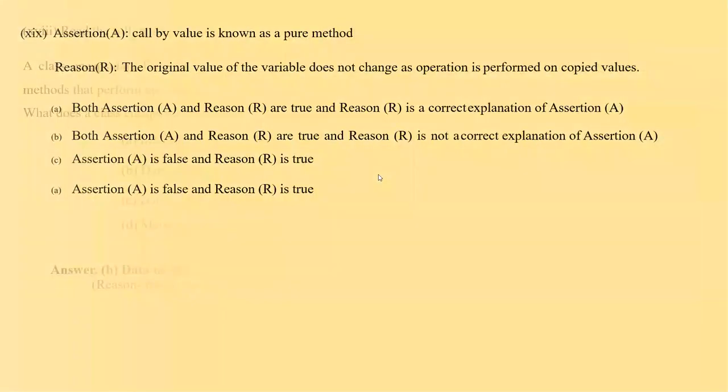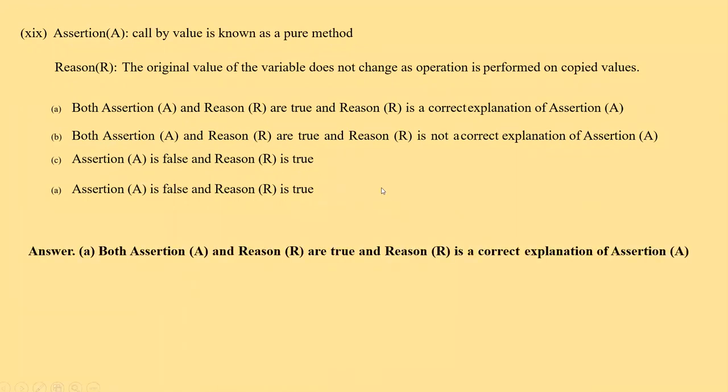Next, assertion: call by value is known as pure method. Reason: the original value of the variable does not change as the operation is performed on a copied value. Options: A, both assertion and reason are true and reason is the correct explanation of assertion. Option B, both are true and reason is not a correct explanation of assertion. Option C, assertion is false and reason is true. Option D, assertion is false and reason is true.